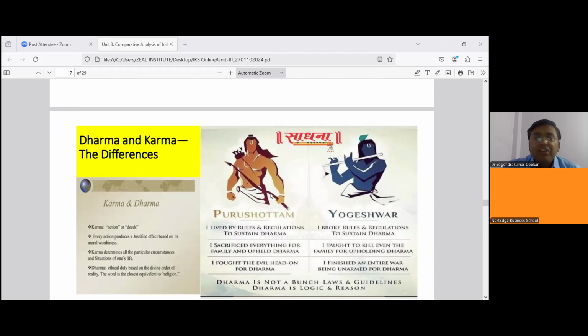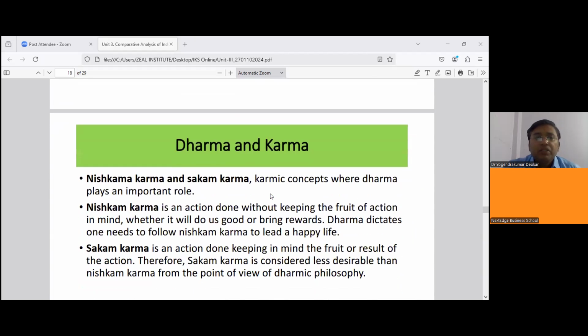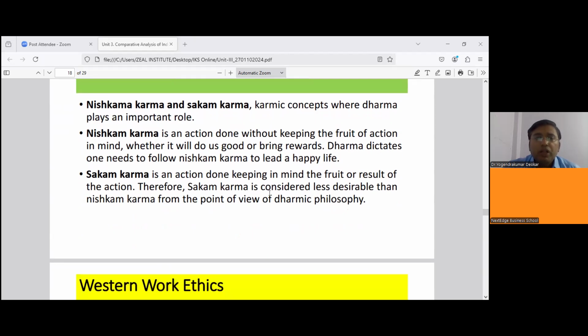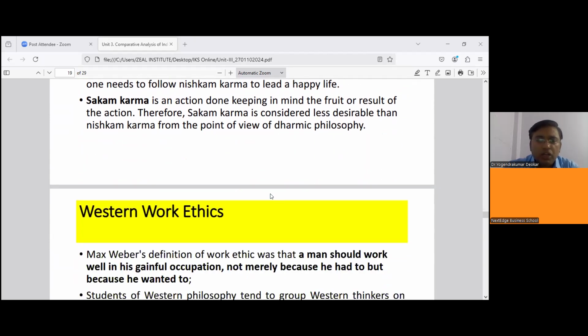Karma is an action done. Okay, so this is the thing. There are two aspects of dharma and karma: nishkam karma and sakam karma. Nishkam, from the name itself, you can make out that you are doing the task without any expectation, which is explained in the Bhagavad Gita. Sakam karma means I am getting a salary, that is why I am doing the job. So that is also sakam karma. It is also one of the parts of society.